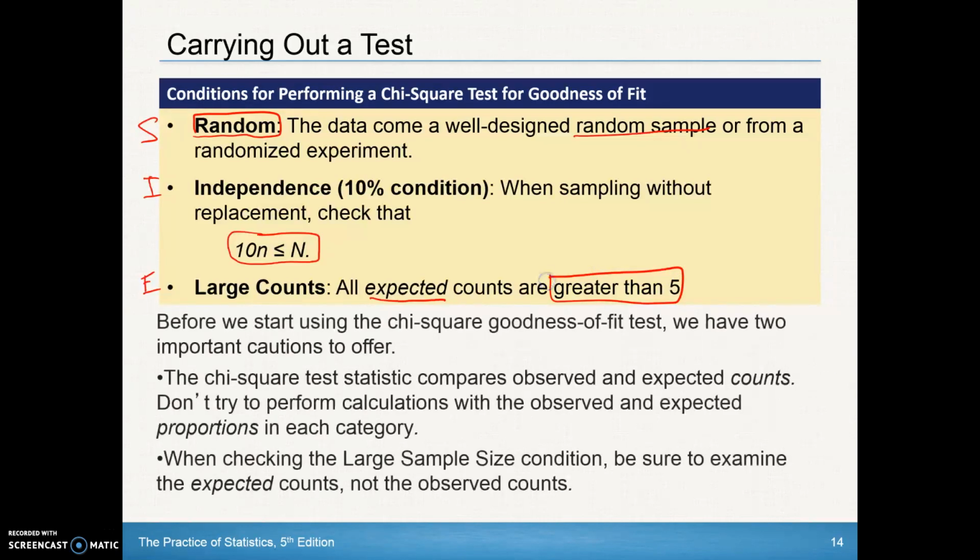of the second box. So before we start using the chi-squared goodness of fit test, we have 2 important cautions to offer. The chi-squared test statistic compares observed and expected counts. One of the biggest mistakes people make is they try to do the test statistic and compare proportions. Don't try to perform calculations of the observed and expected proportions. Do not do that. Get the actual counts. And then when checking the large sample size condition, be sure to examine the expected counts, not the observed counts. So again, it's the expected counts up here, not the observed counts.